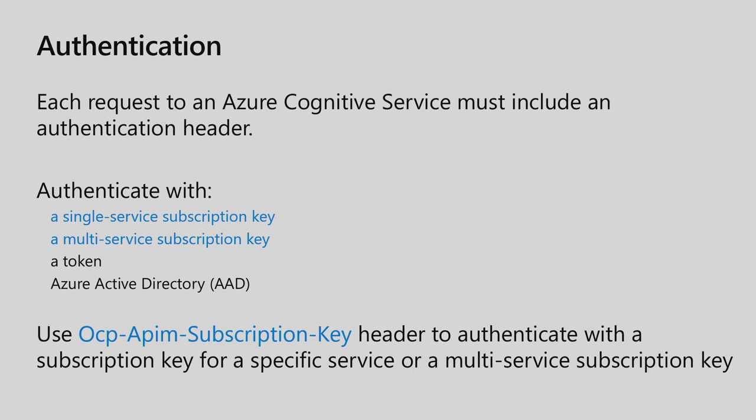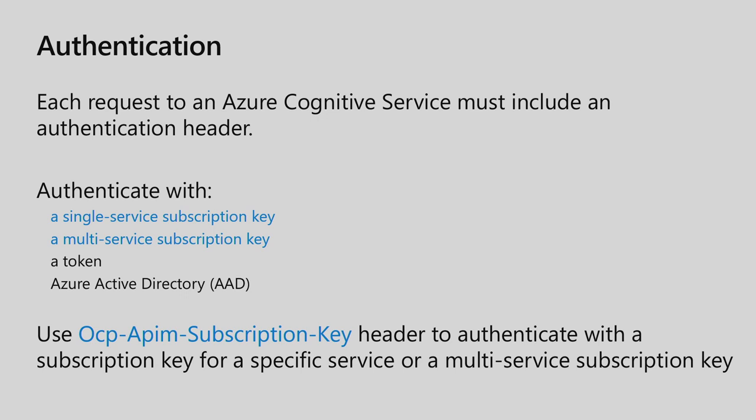So every request to a cognitive service needs to contain the authentication header. And we can authenticate in 4 different ways. If you are using a single service, then you can authenticate with a single service subscription key, or with a multiple service subscription key if you created that cognitive service multi-service account, or you can use a token or Azure Active Directory authentication for it.